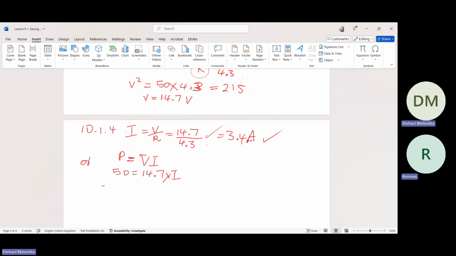So your I will be 50 divided by 14.7. How much did you get? Yes, I got 3.4. 3.4. Perfect. There are so many methods.